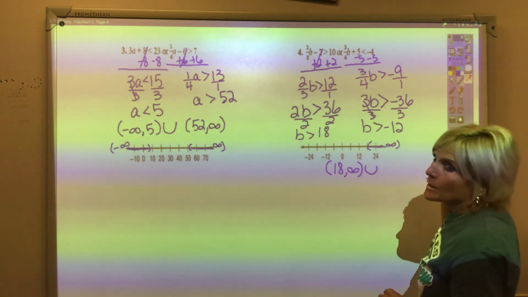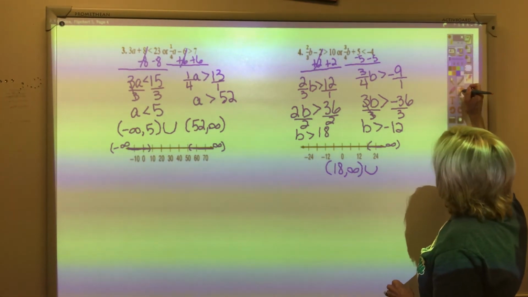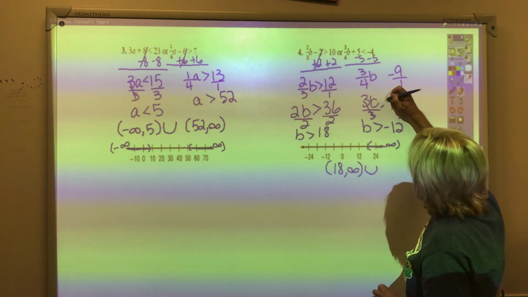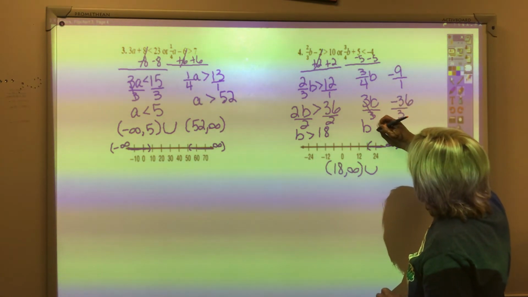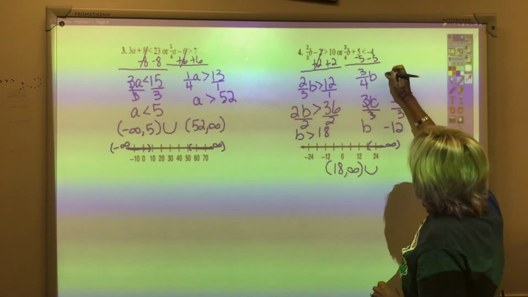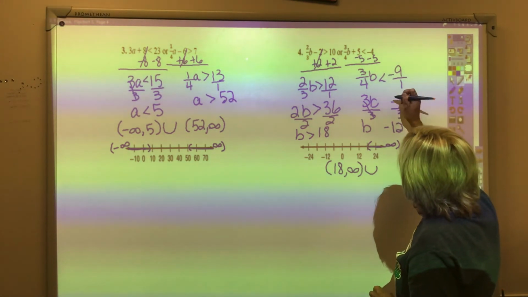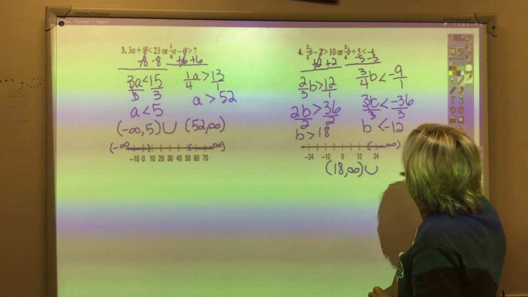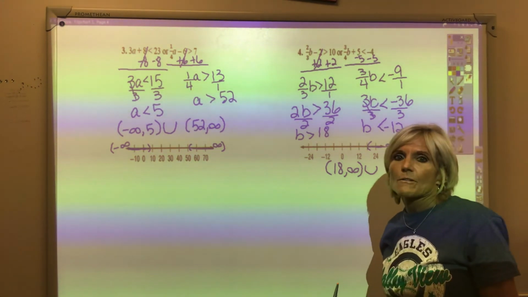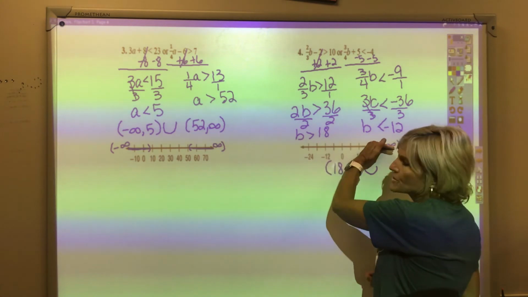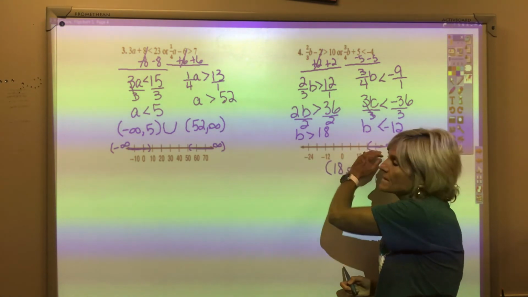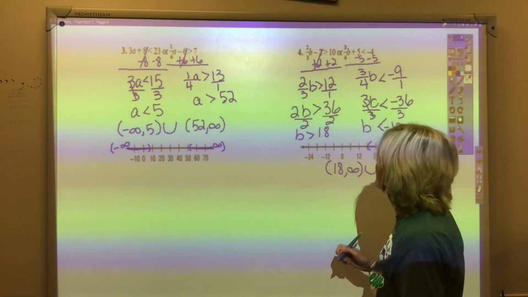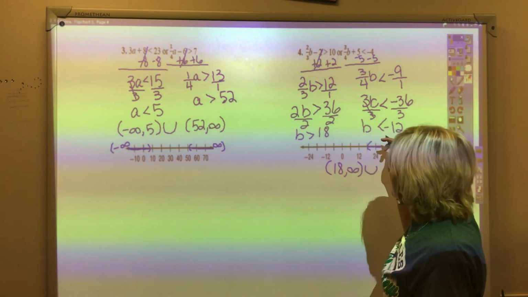I feel like, oh, I messed up. I'm so sorry. Go backwards a minute. I knew something was wrong. These are less thans, not greater thans. Less than, less than, less than. I was seeing that I was going to be coming this direction, and that would be wrong with a union. It needs to go the opposite. That's how I noticed my sign was wrong. So b is less than negative 12.